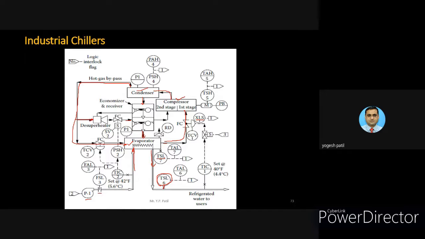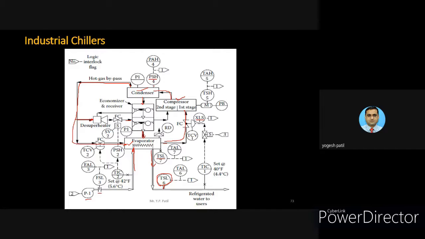Then there is a PSH also. PSH4, for example, in this condenser, you can see that PSH4 is connected. What is this PSH4? That actually measures the discharge pressure of the compressor, because the compressor output is connected here to the condenser, and it is connected at the inlet side. So it measures the compressor discharge pressure.